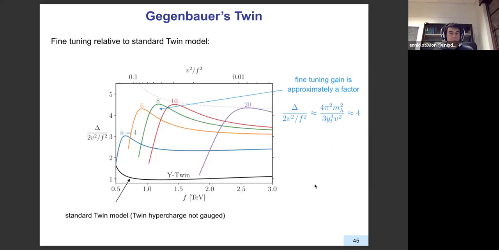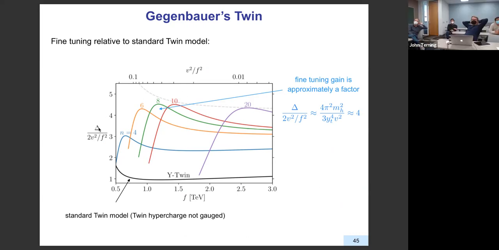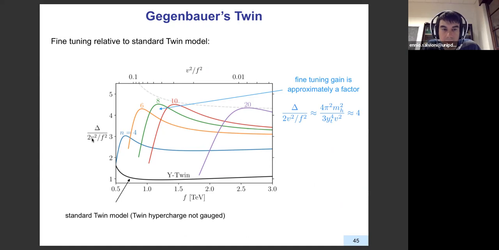So this plot is basically the bottom line. This is showing the tuning delta divided by the standard tuning that you get, which is 2V squared over F squared. For reference, this black line is a typical twin Higgs model, where the reason for electroweak breaking is that the twin hypercharge is not gauged. So there is a small effect from G prime in the standard model not being compensated by G prime in the twin sector.